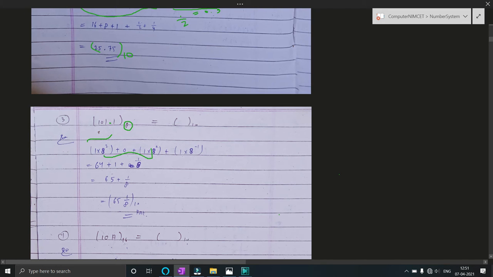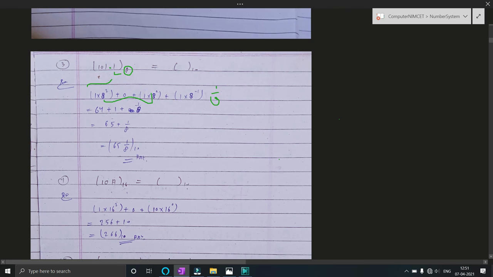1 into 8 cube. And now just solve the right part of the point, so 1 into 8 power minus 1, so we can write 1 upon 8. So 8 cube is 512... and 8 power 0 is 1, 1 into 1 is 1, plus 1 upon 8, so 65 whole 1 by 8. So this is how we have converted an octal number into the decimal number system. I think now the things will be very clear. So let's take another example.